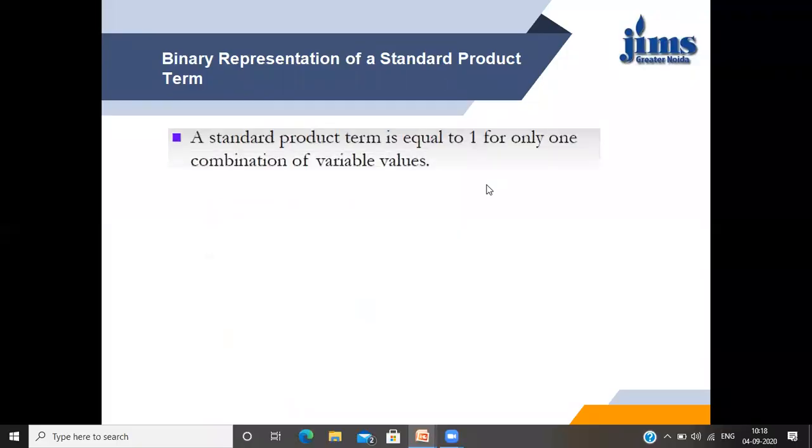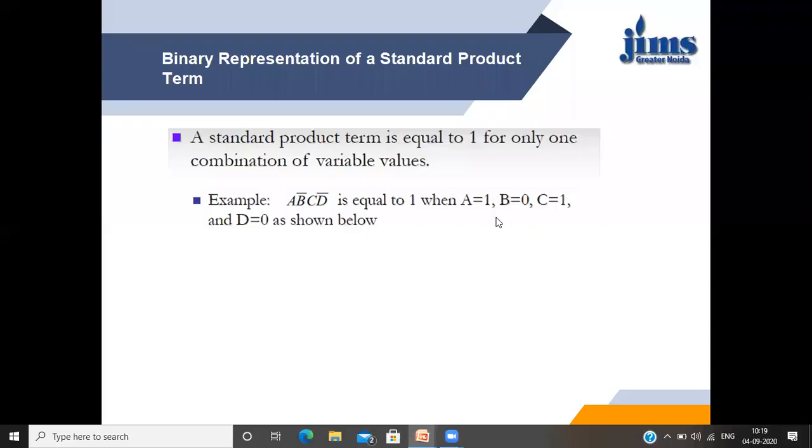In this regard, a standard product term is equal to 1 for only one combination of variable values. So every time the product SOP is represented by 1. Now take an example: a product term A, B bar, C, D bar is equal to 1 if and only if A is 1, B is 0, C is 1 and D is 0. So where there is a complement value, it will be represented by 0, and where there is a true value, it will be represented by 1.